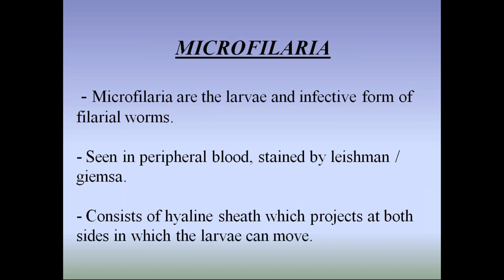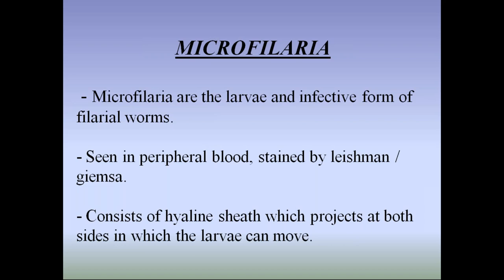Particularly in India, South India, there are two common filarial worms: Wuchereria bancrofti and Brugia malayi. The microfilaria is the larva, the infective form of any filarial worm. The common name for this larval form of any filarial worm is microfilaria. Particularly, these larval forms are present in the peripheral blood.